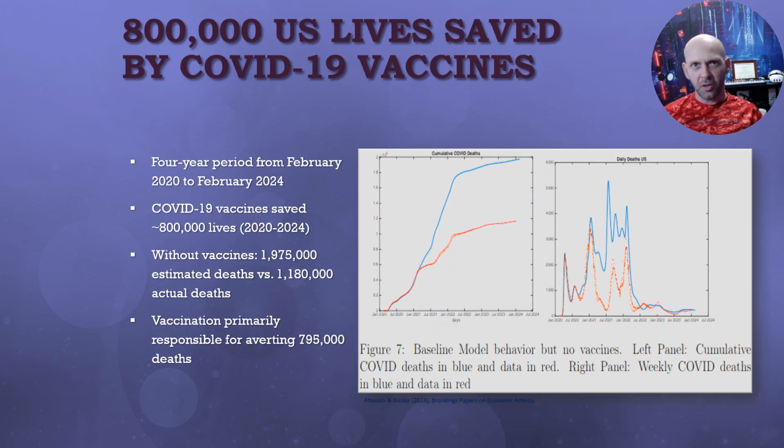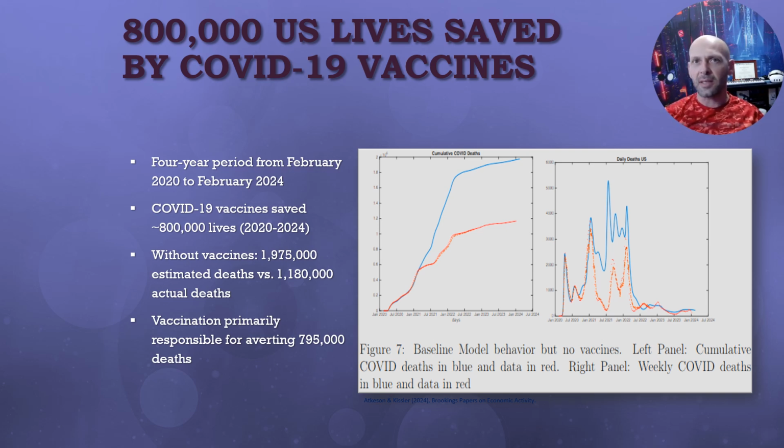According to a March 2024 analysis by researchers from UCLA and the University of Colorado Boulder, published by the Brookings Institution, the combination of behavioral changes in COVID-19 vaccination is estimated to have saved nearly 800,000 lives in the United States over the 4-year period from February 2020 to February 2024. This is a testament to the power of public health interventions.